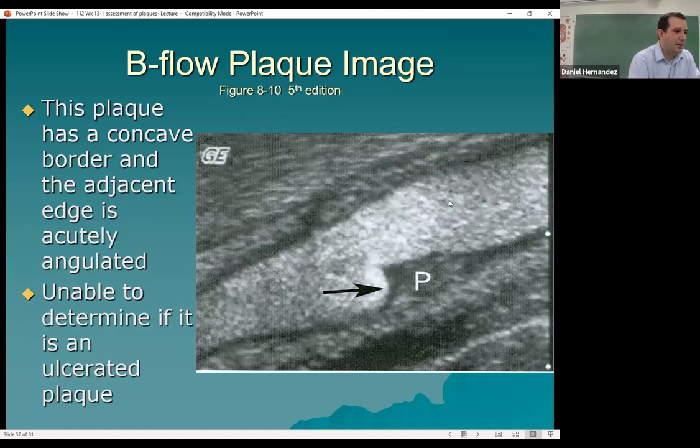So this was a carotid duplex when they used some ultrasound contrast on board. So here we could see this plaque now. The outline's nice and clear with the plaque. And we could see a concave border.